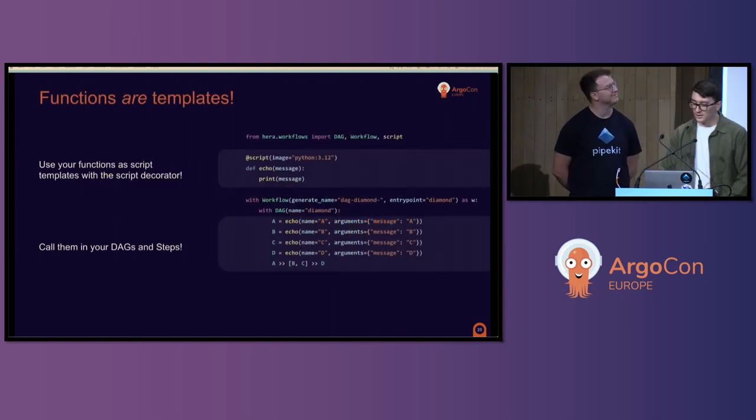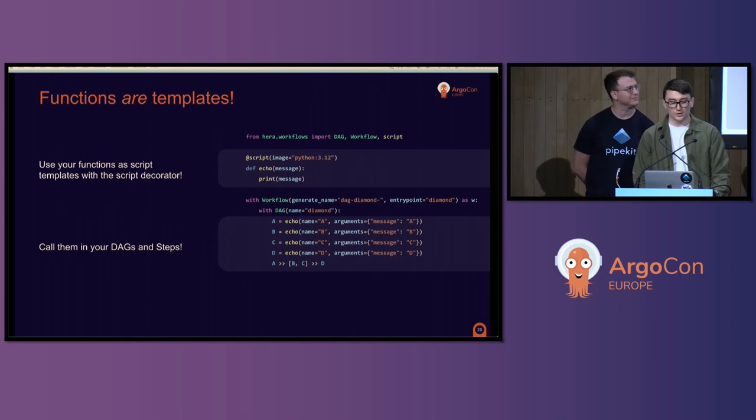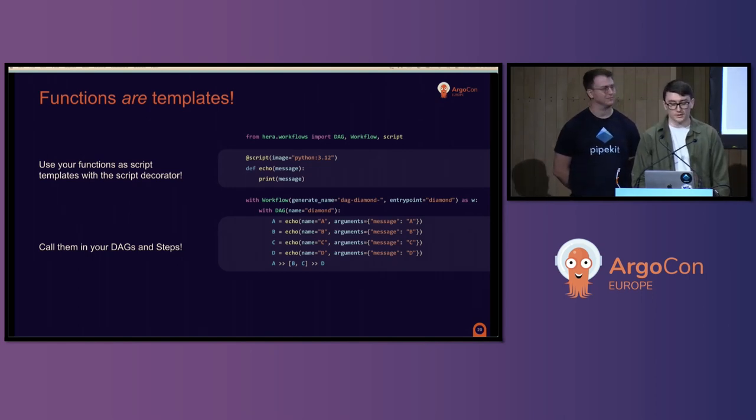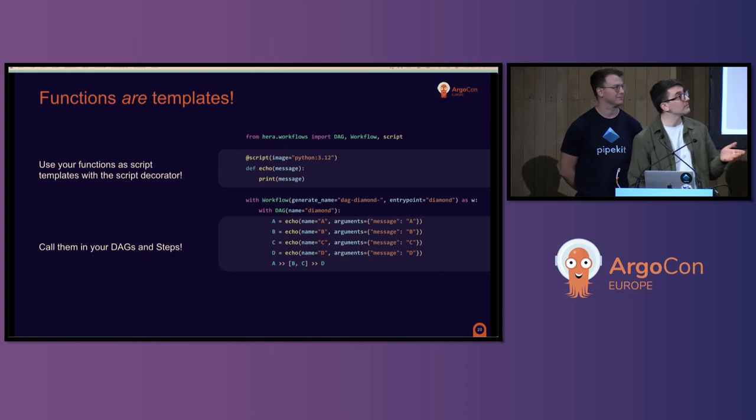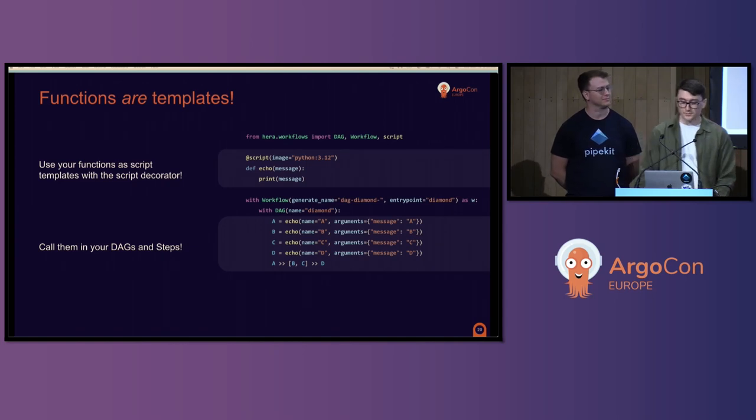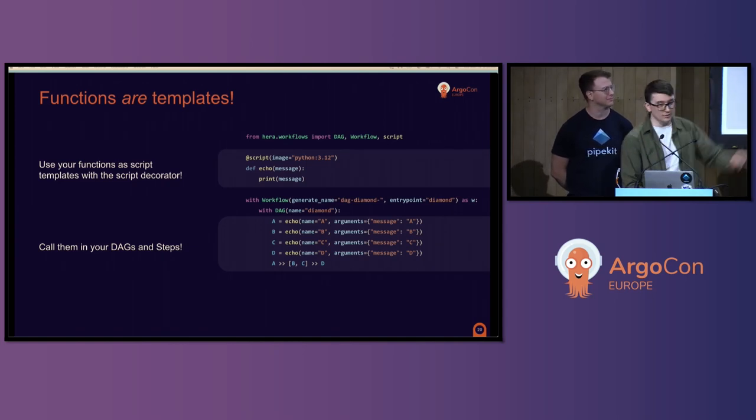So lucky for you, in Hera, functions are templates. You just need to decorate them with this script decorator, and Hera will do the rest. Here, we're replacing the container template we just had with a function running on the Python 3.12 image, and all it does is print message. Functionally equivalent, but now it's in Python. So everything else in the workflow is just as before. It's still a diamond.